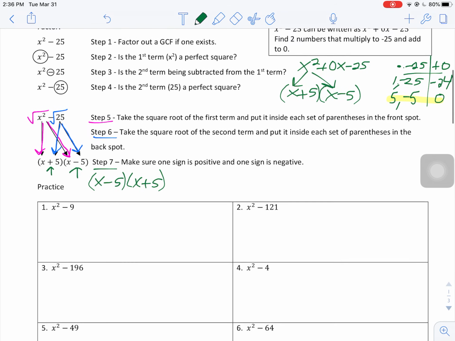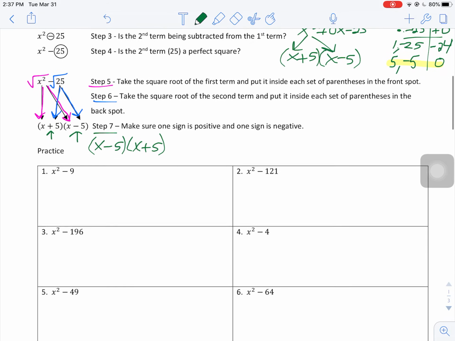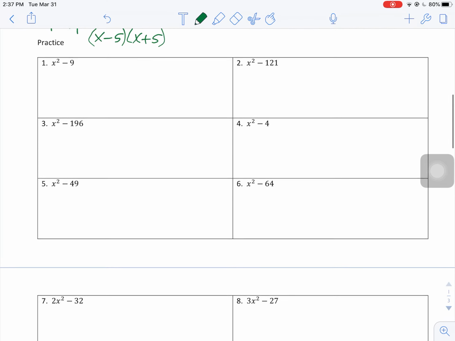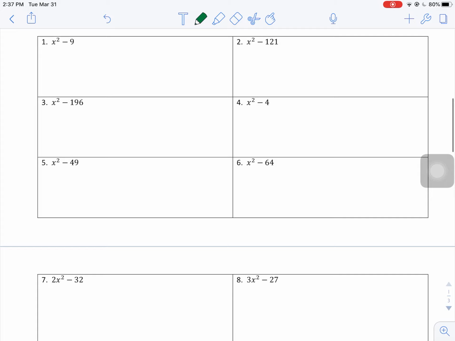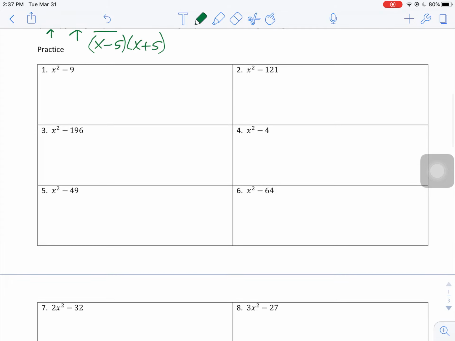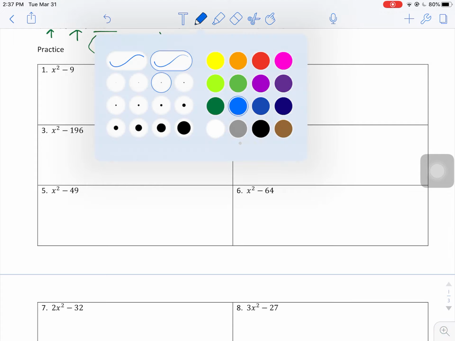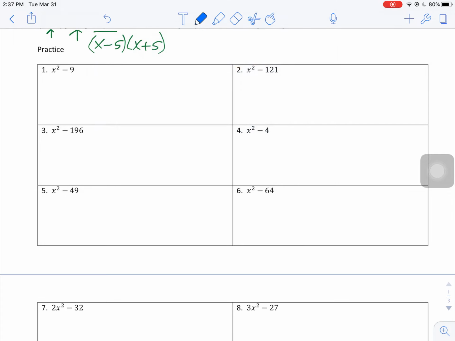Let's try a couple together, and then I would say pause the video and just do the rest of them, and then check the rest of the video. So let's do the first couple together, though. So on number 1, is there a GCF other than the number 1? No, there is not. Is it two terms? Yes. Is it subtraction? Yes. Are both terms perfect squares? Yes. So that means that this is a candidate for difference of two perfect squares factoring.